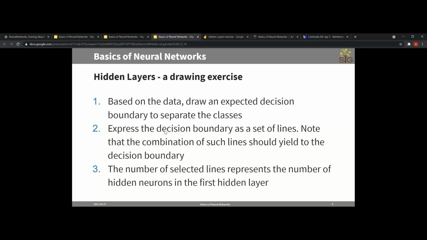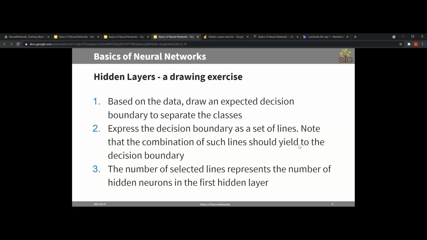Then we're going to change the decision boundary to a set of lines, right? Instead of having just one curved line, we can make it two separate lines, so a set of lines. And note that the combination of such lines should yield the decision boundary. So, those lines should be connected somehow. Then the number of selected lines represents the number of hidden neurons in the first hidden layer.